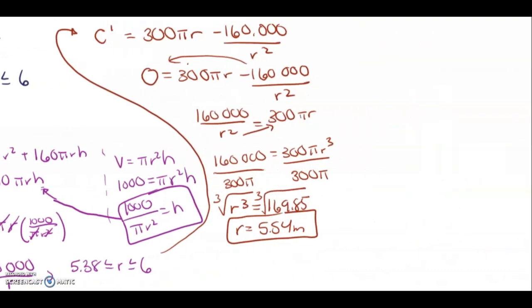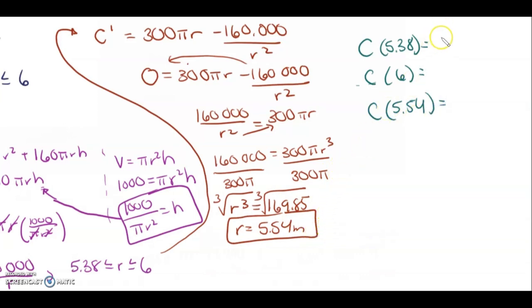So now we want to find which one is the minimum cost. We're going to find the cost at 5.38, which is one of our endpoints, the cost at 6, which is another endpoint, and the cost at 5.54, which is the potential max or min. At 5.38, we get the cost of 43,380. At 6, we get 43,631. And at 5.54, when we calculate it, we get 43,344.